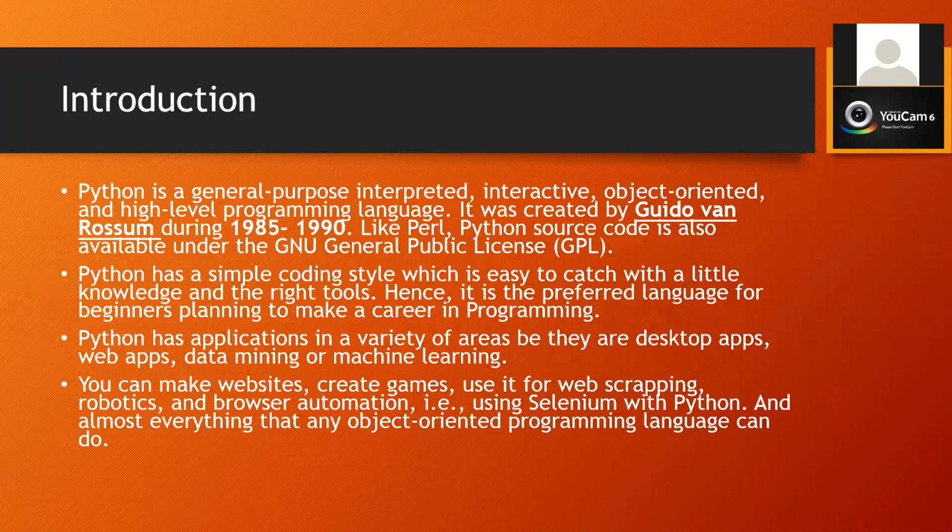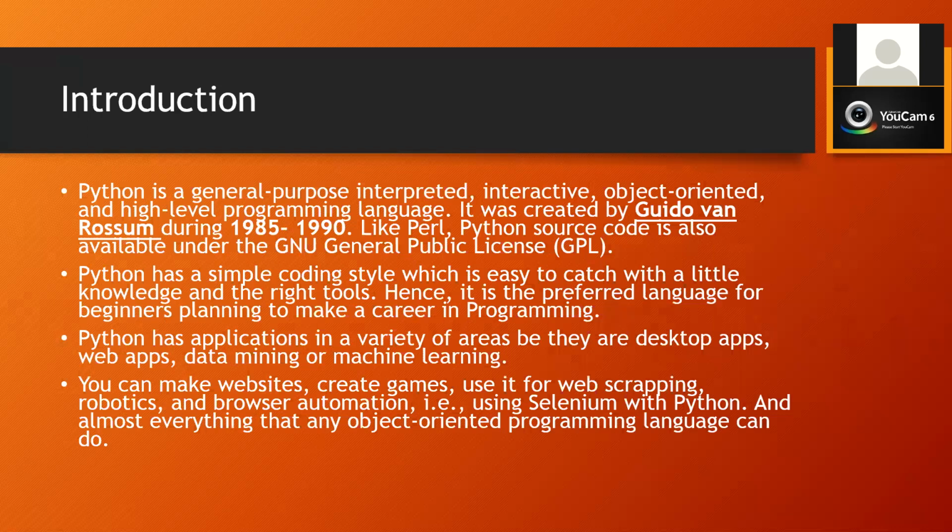Like other languages like Perl, Python's source code is also available under GNU. What is GNU? It's a general public license. It means there is some software which is open source. Open source means you can see their code, and it is freeware, like Java, like Python, like Linux.